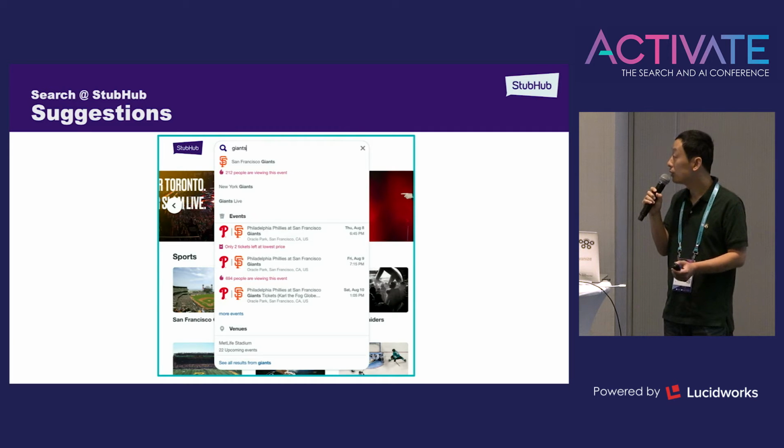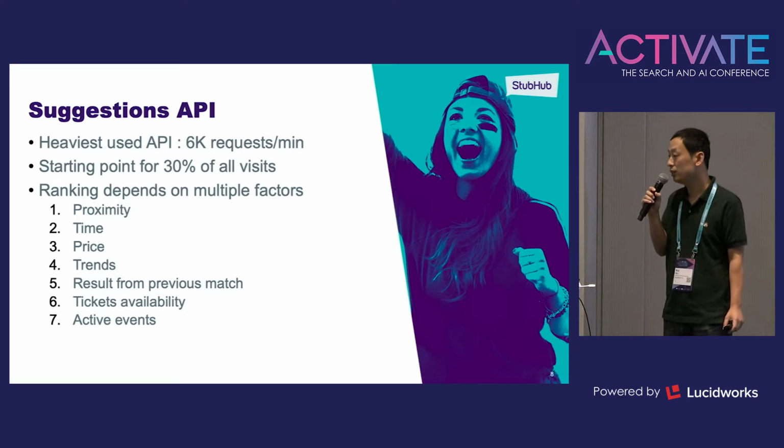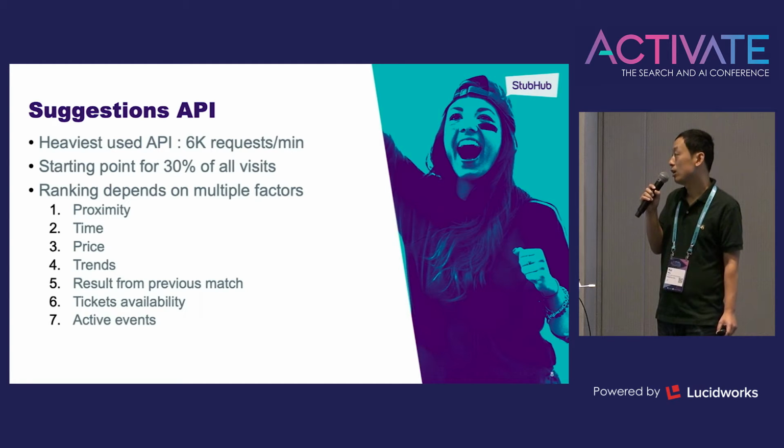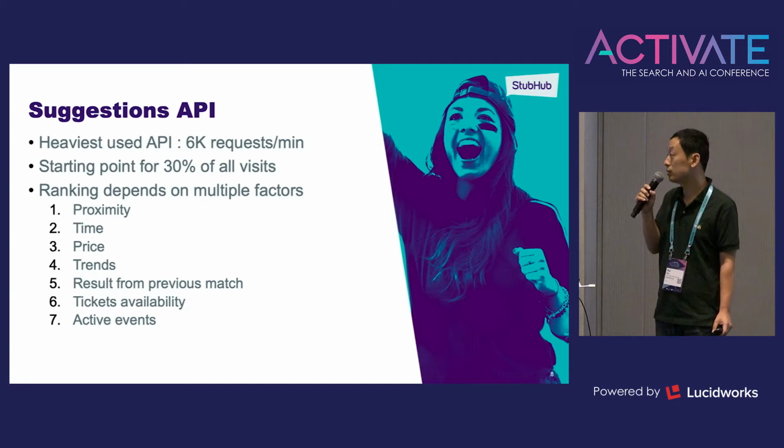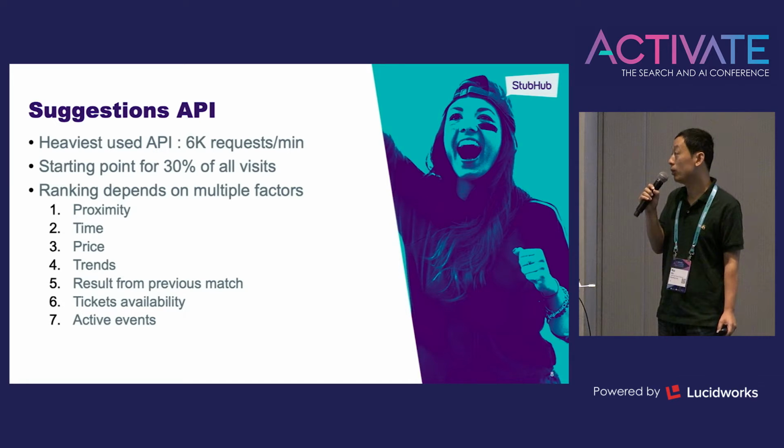The next one is, as I mentioned, the suggestion API. The suggestion is a major heavy one for StubHub. The peak number is about 60,000 per minute, and that is because we have a CDN to help offload a lot of traffic. Otherwise, it would be more than that. We use Akamai heavily to reduce that traffic. It is also the starting point for 30% of users; they will go there first.